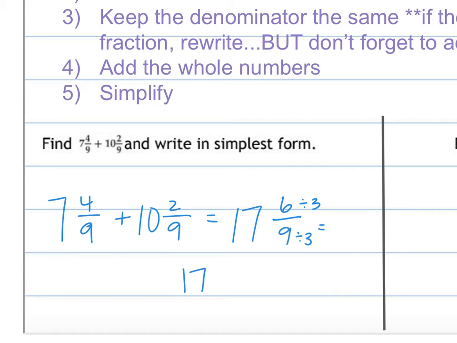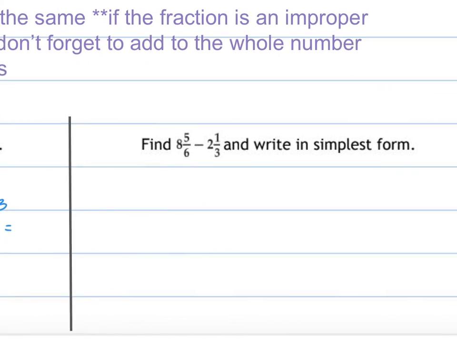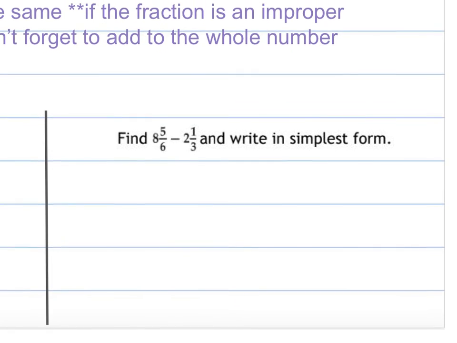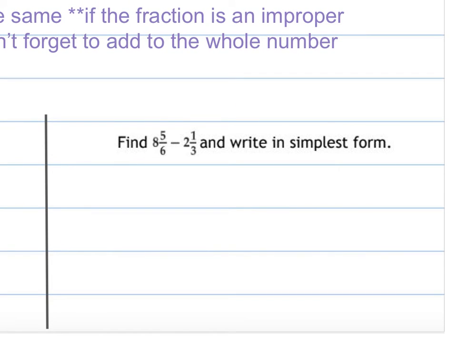6 divided by 3 is 2, and 9 divided by 3 is 3, so 17 and 2/3. Now when we are subtracting, we have here 8 and 5/6 minus 2 and 1/3. And we're going to subtract and then write in simplest form. So I need a common denominator between my two fractions.